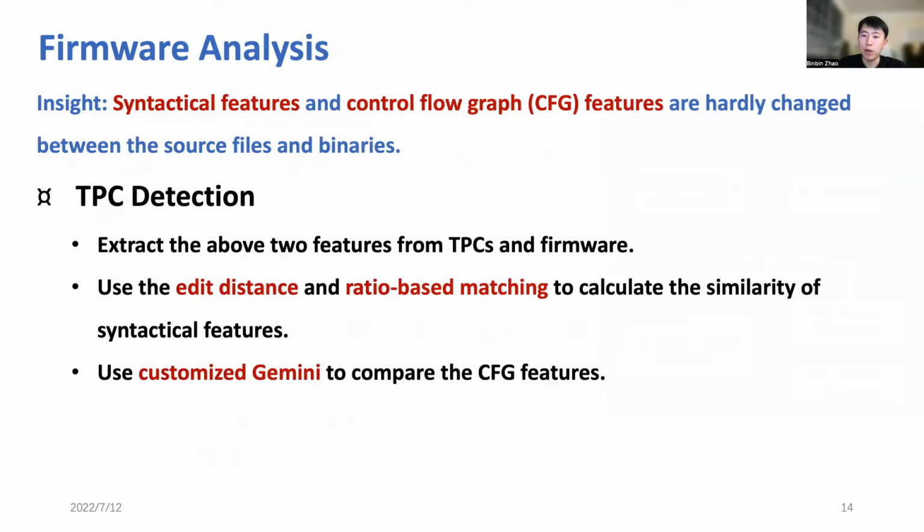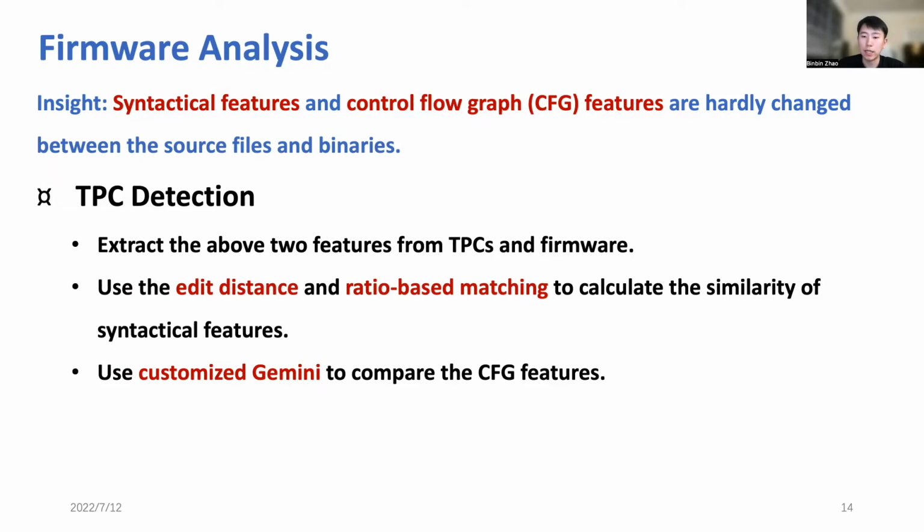During the analysis, we find the syntactical features and control flow graph features are hardly changed between the source files and the binaries. So we decided to use these 2 kinds of features to identify TPCs in firmware. And here is an overview of our method. We first extract the above 2 features from TPCs and firmware. Second, we use the edit distance and the ratio-based matching to calculate the similarity of syntactical features. Finally, we use customized Gemini to compare the CFG features.